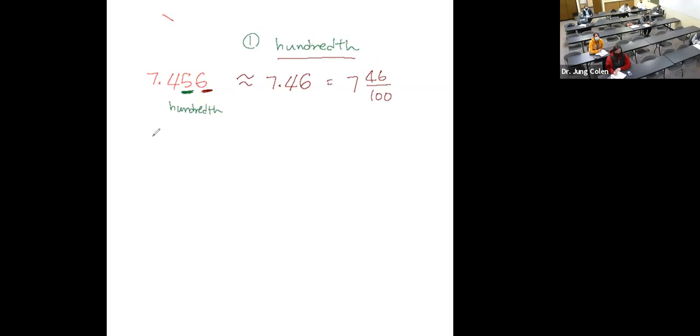Okay, so let's look at the same number again. This time, round this to the nearest tenth. Nearest tenth. So the tenth place is 4, right? You take a look at the next digit, which is 5. So do we round it up or round it down? Up. So which will be 7 point what?